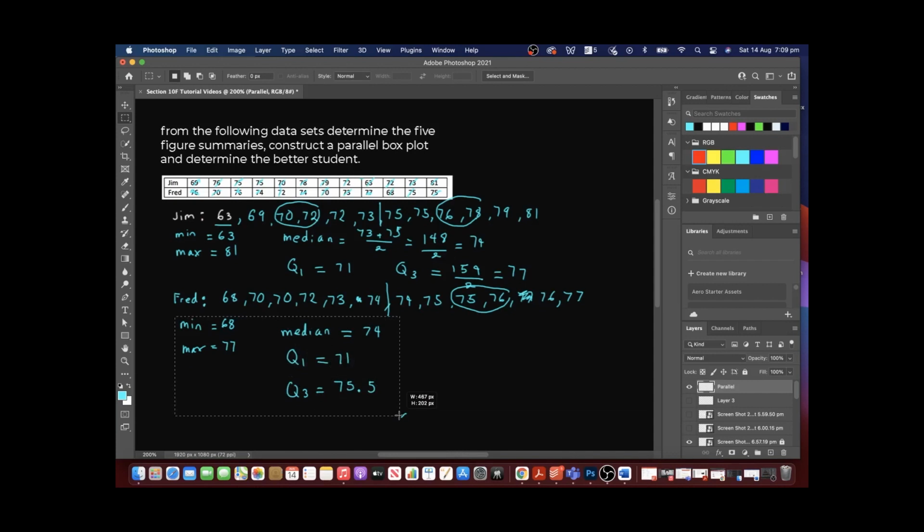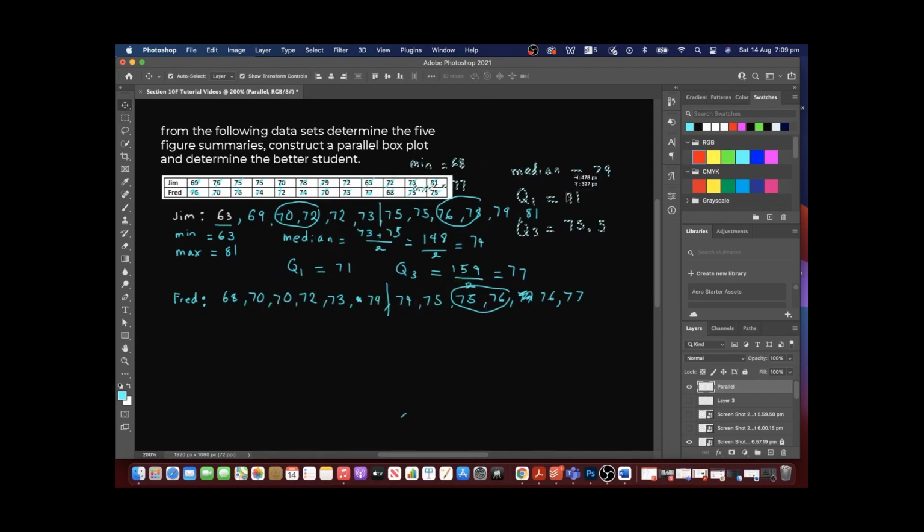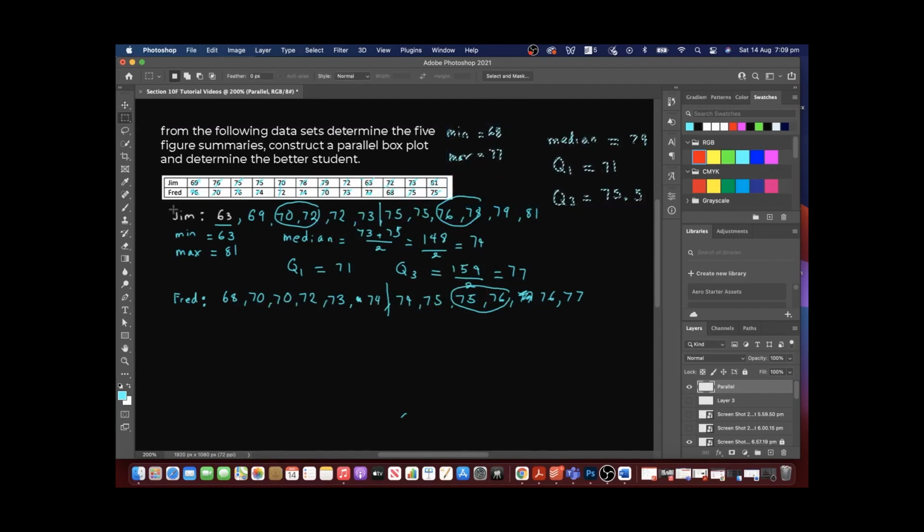Just going to grab Fred's scores and move them a bit. I'll move Fred's scores up here, and we will go back to our pen. Okay, so we're just going to do our quick scale. So let's start at 60, and we'll go up to here, I guess.